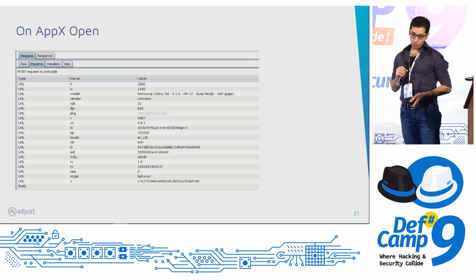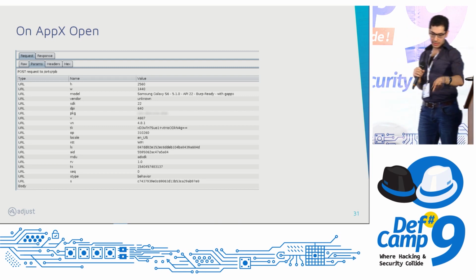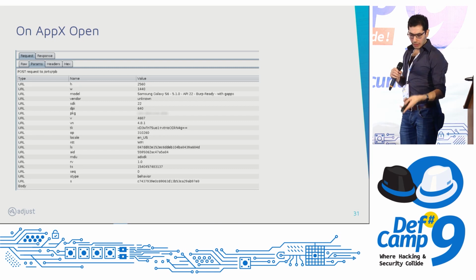So when you open AppX, this is the first request that fires from AppX to an unknown server, to a foreign server, and these are the parameters that it's sending. It's a little bit keyworded. Model is understandable, VTK, LS, AID. Let me summarize it for you.